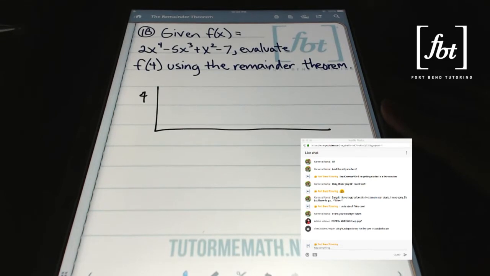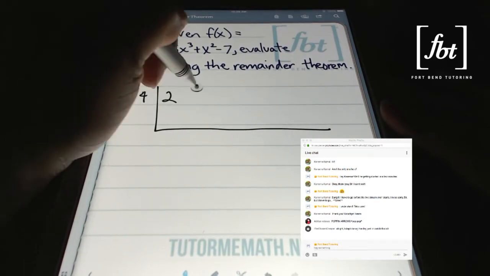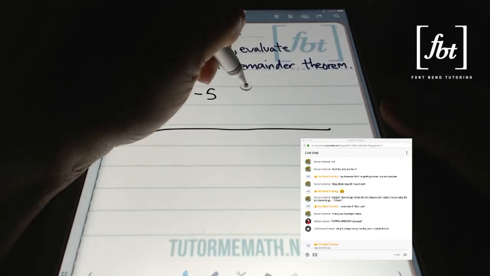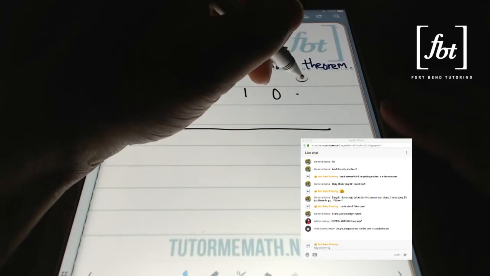Okay, so we have our synthetic division set up. We'll be placing all of our coefficients from the original function into our synthetic division setup here. You'll need to write down all the coefficients in descending order of the variable x. And it looks like this. We'll have 2, negative 5, we'll have 1, we'll have 0, and we'll have negative 7.